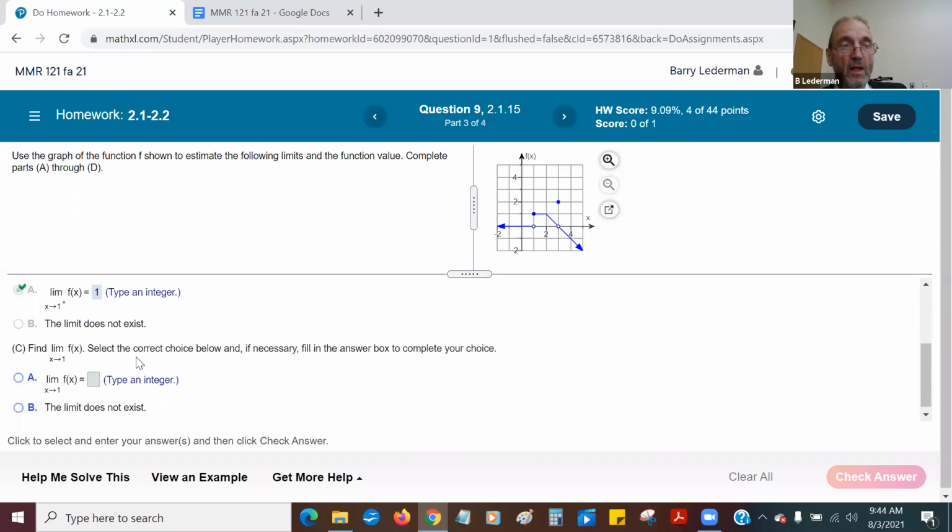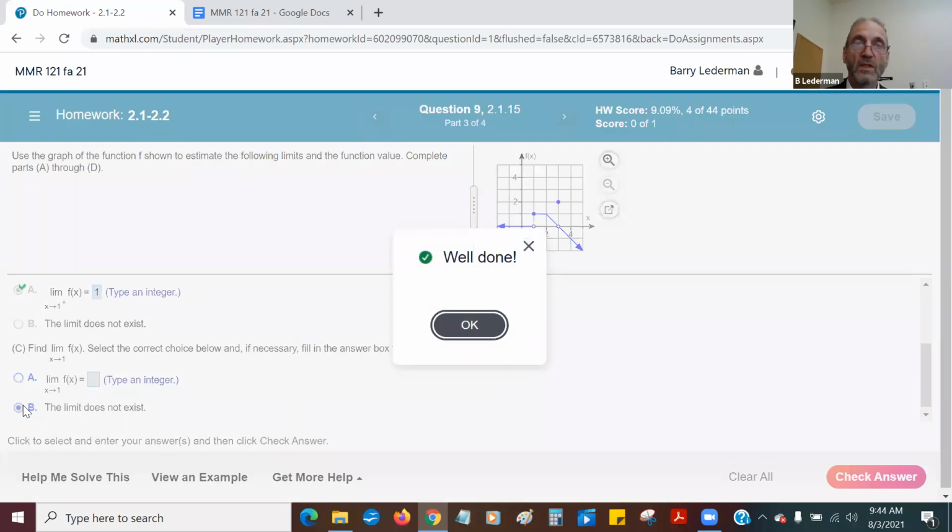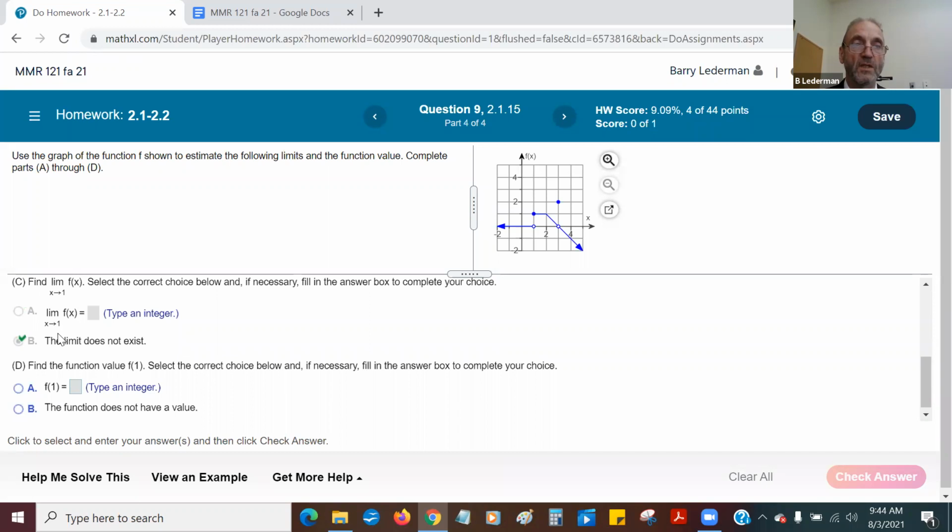Now, here it says the limit as x approaches 1, and it doesn't have a positive or a negative. That means the overall limit. What's the overall limit as the x value approaches 1? Well, the answer to this is does not exist. And the reason is because the only time the overall limit exists is if the left-hand side and the right-hand side agree. When I say left, the negative side is the left and the positive side is the right.